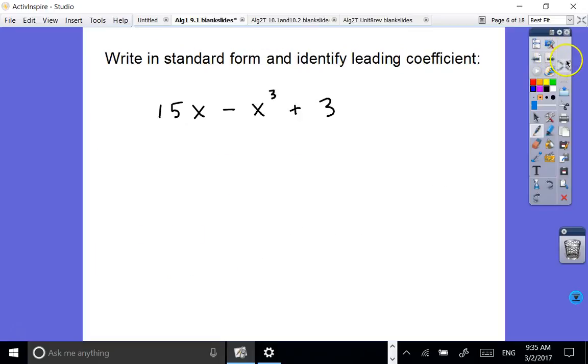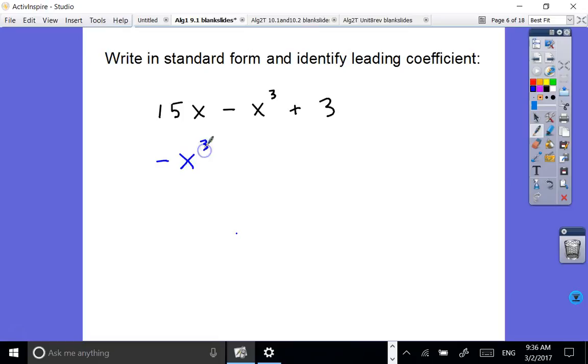So write in standard form and identify the leading coefficient. Okay, so how am I going to write in standard form? Remember, what's got to be the first term you write? Which term is that? You have to take the negative with it, right? Because it's actually got a negative sign on it. So we're going to say negative x to the third.